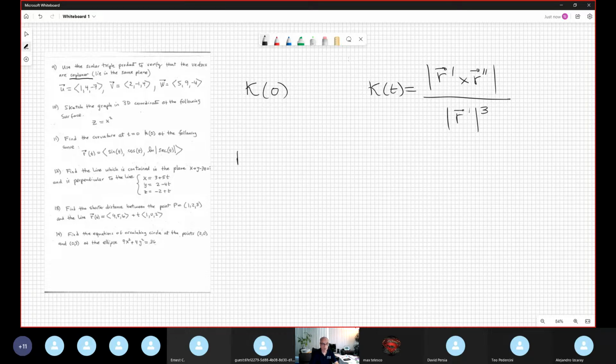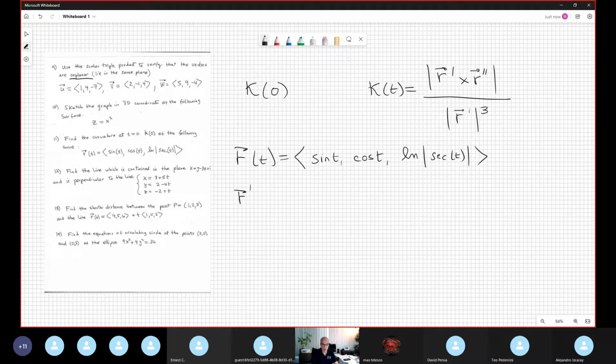So my position vector is sine t, cosine t, natural logarithm of the absolute value of secant t. As always, you find the first derivative and the second derivative. No third derivative, because that is for the torsion. You need to compute the torsion, yes, but for the curvature it is only the second derivative.